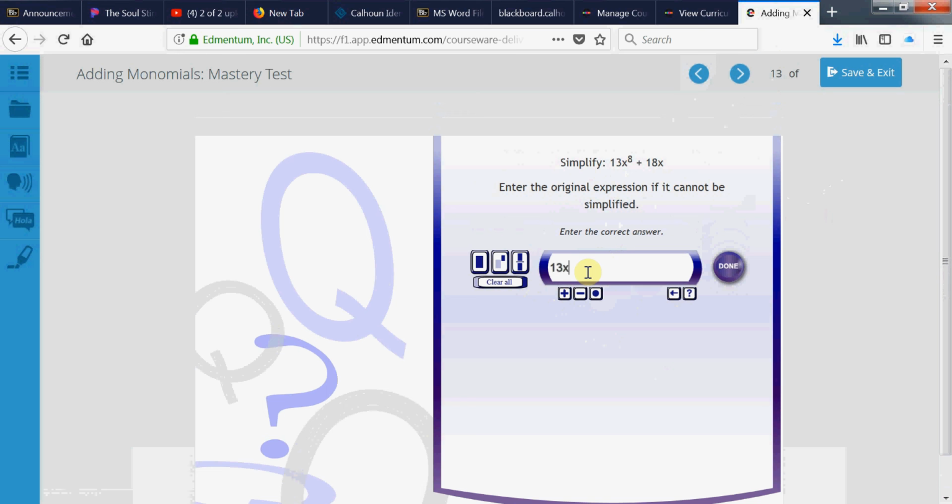So 13x to the 8. I hit the space bar. That's weird. It didn't take that. It's supposed to move over, but for this Plato it's not recognizing that. 18 times x. They're unlike terms.